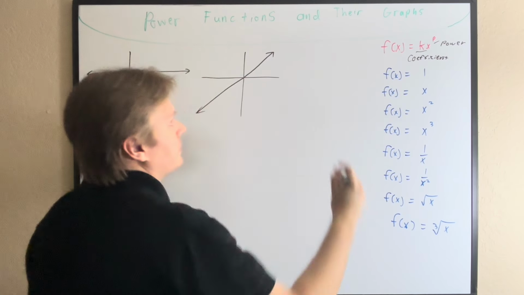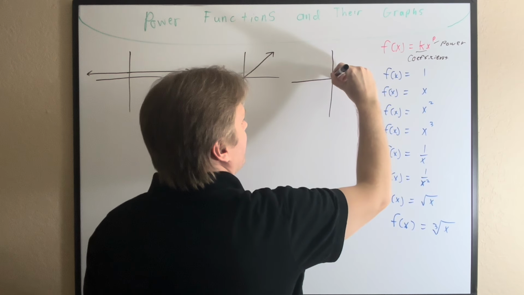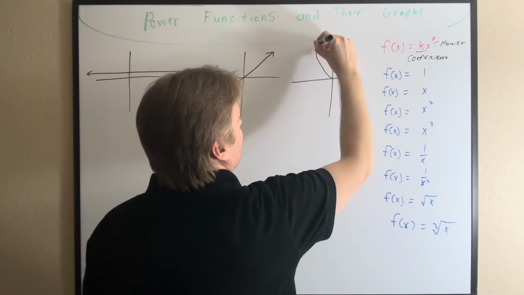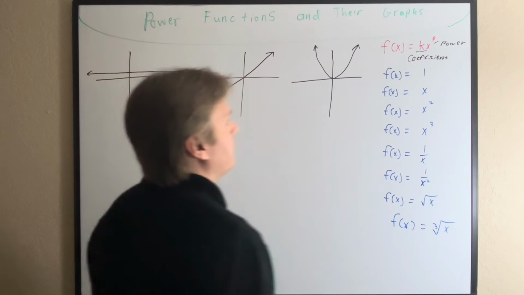F of x equals x squared. We all know that one, right? Parabola. Looks like that.